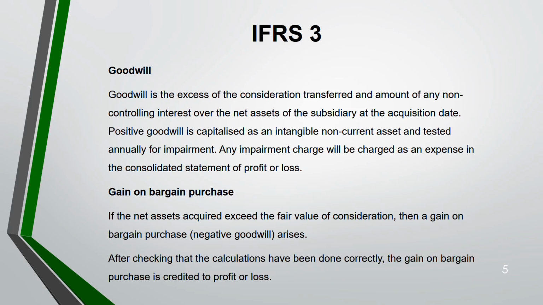If negative goodwill arises, first thing you have to check your calculation, whether it's done correctly or not. Why? Because sometimes when your calculations are incorrect, you might get a gain, but actually it's not a gain. So first check the calculation. After checking the calculation, if still it's a gain, that means it's a gain, and you will record it as an income in your profit and loss. So it will be credited to profit and loss.